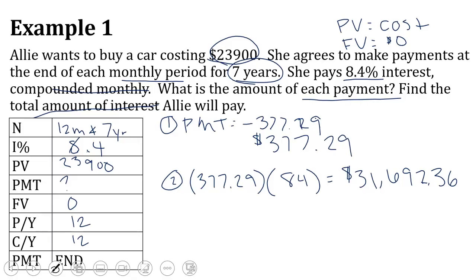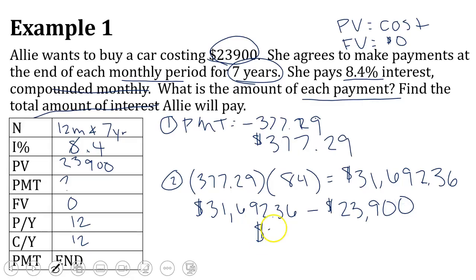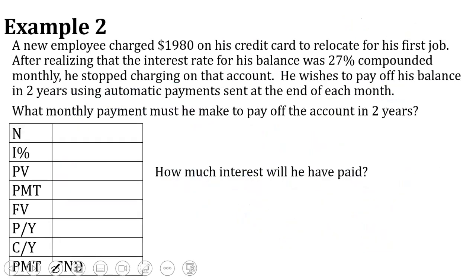So how much did we actually pay in interest on top of the car? Let's take our full total amount, that $31,000, and subtract the car's price to see how much extra money we ended up paying for this car. We ended up paying an extra $7,792.36. So that's how much interest we paid. For all of these, there's going to be 2 parts.